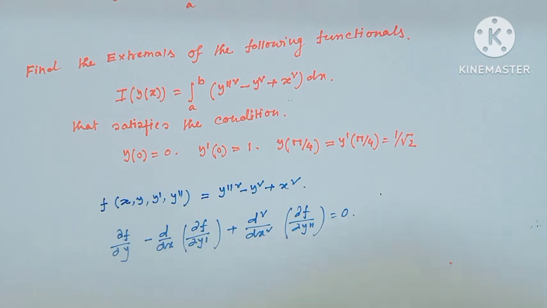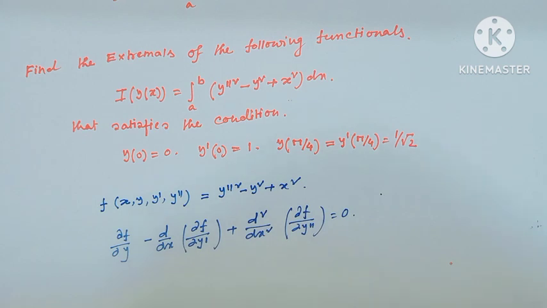Here the extremal is given as I(y) equal to the integral from a to b of (y double prime) whole square minus y square plus x square dx, which satisfies the conditions y(0) equal to 0, y prime(0) equal to 1, y(pi/4) equal to y prime(pi/4) equal to 1 over square root of 2. Here the functional is f(x, y, y prime, y double prime) equal to (y double prime) whole square minus y square plus x square.